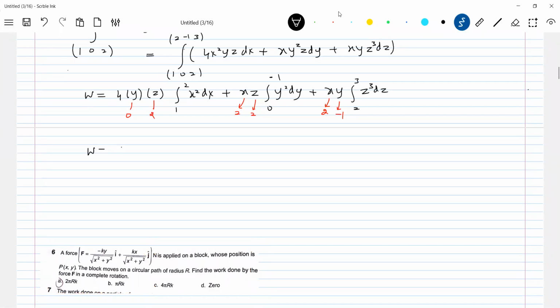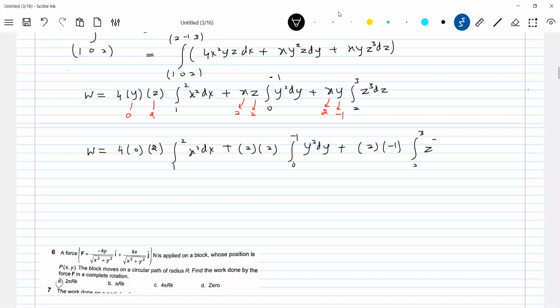Okay, this should be W equal to 4 integral from 0 to 2 of x square dx. So this I'll integrate. After integrating, I'll get y cube. Then the value of x is 2, the value of y is minus 1, 2 comma 3. Anybody substitute, and this will be 0, this will be 4 y cube by 3, from 0 to minus 1, this will be minus 2.